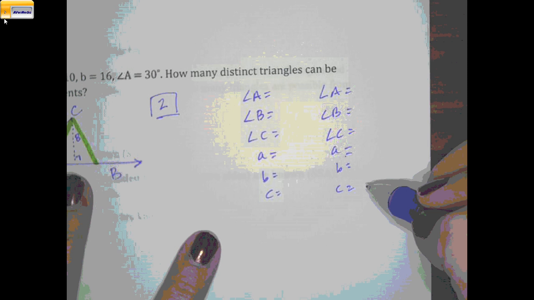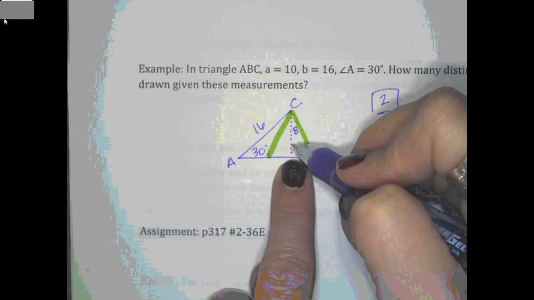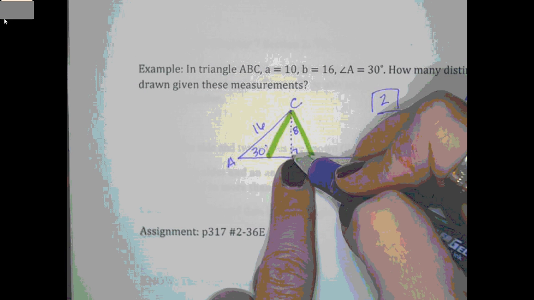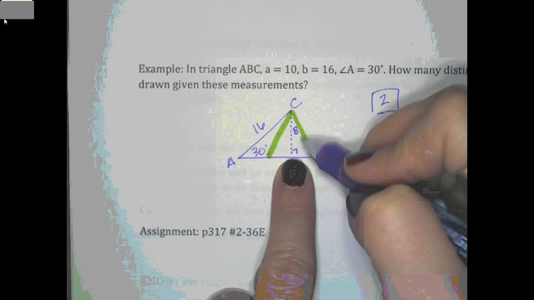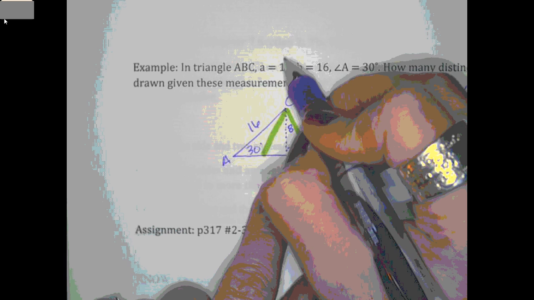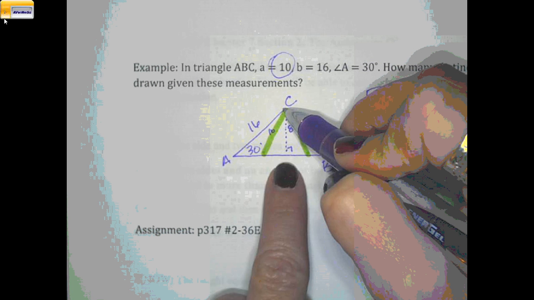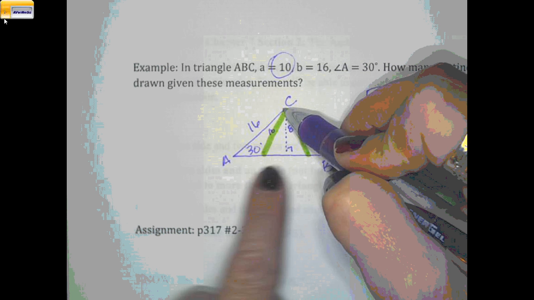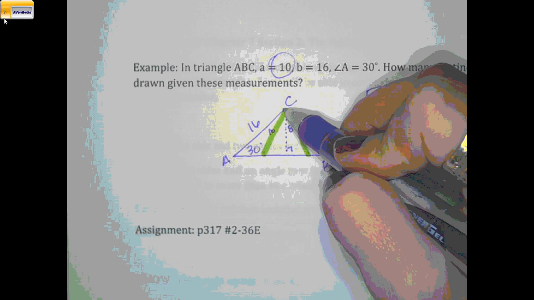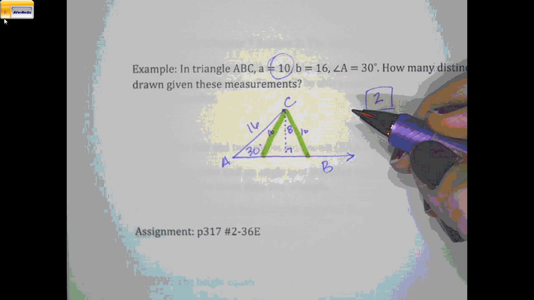So how did you determine the two triangles? Great question. Do you remember, Logan, how I figured out that that was 8? B sine A. So B times sine A gave me 8, which is the height. Because 10, side A, is shorter than 16 but longer than 8, I know that it's either going to go here or here, and I don't know which one because they didn't tell me. So it's two possible triangles. Does that make sense? It's a lot to wrap your brain around.